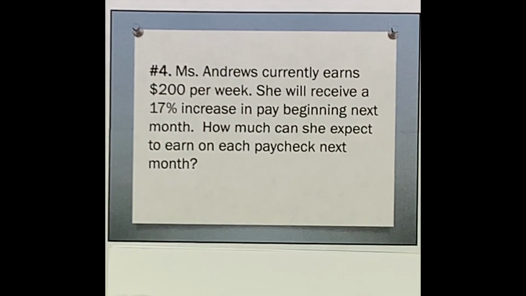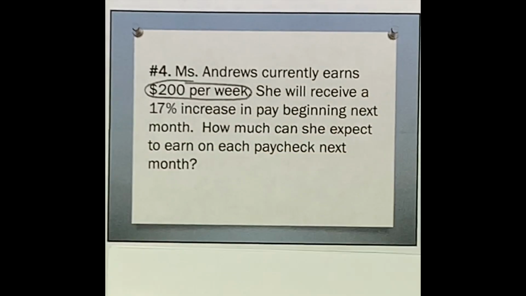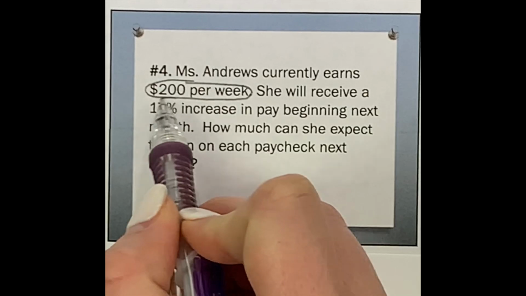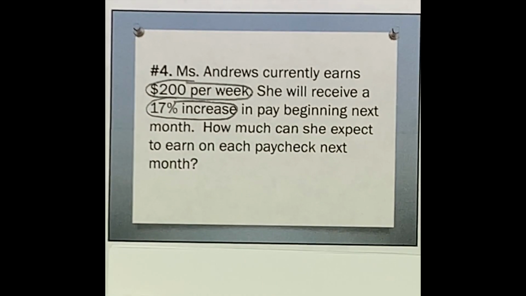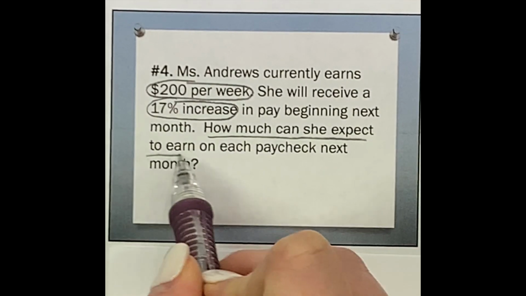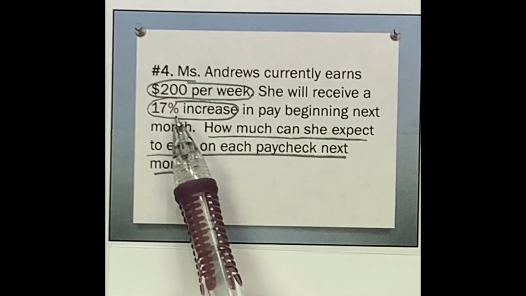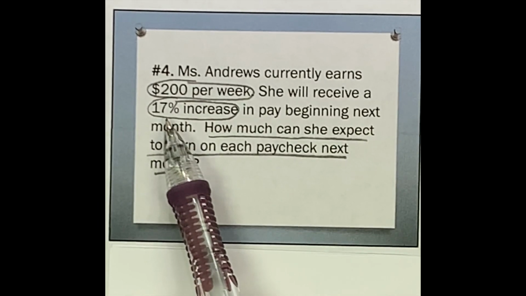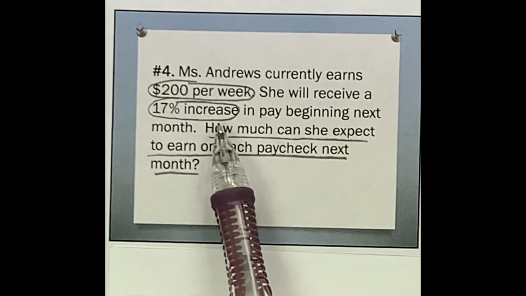Okay, so Mrs. Andrews currently earns $200 per week. She is going to receive a 17% increase in pay beginning next month. We're going to underline the question. How much can she expect to earn on each paycheck next month? Okay, because they gave me a percentage, that means it's a W #%. Some of you may have thought it was the percentage change formula. It's not asking for the percent increase.